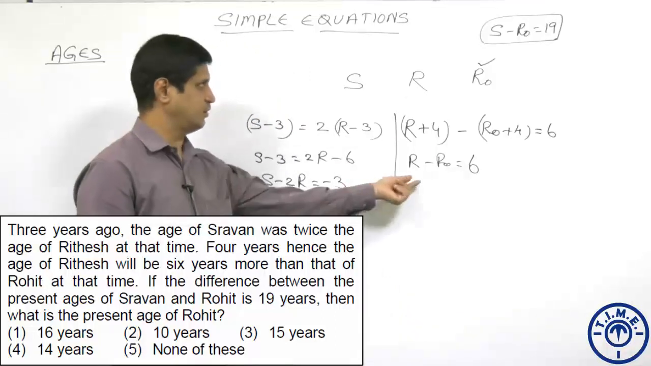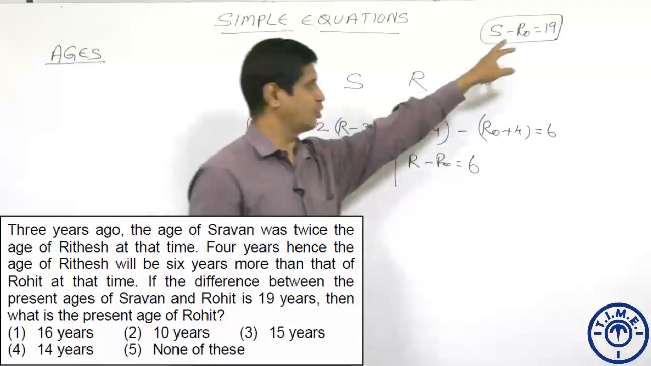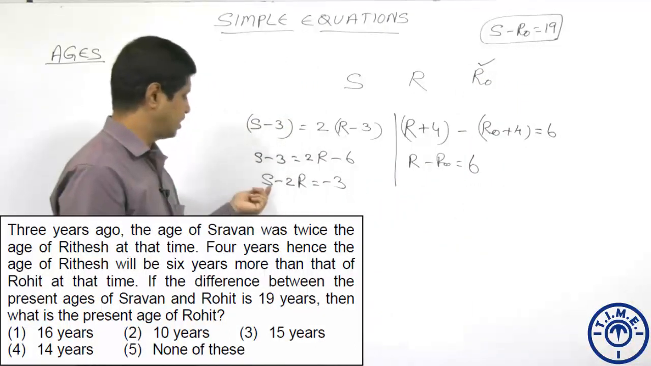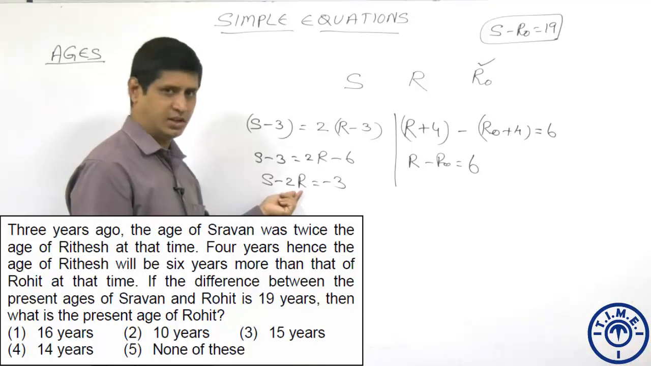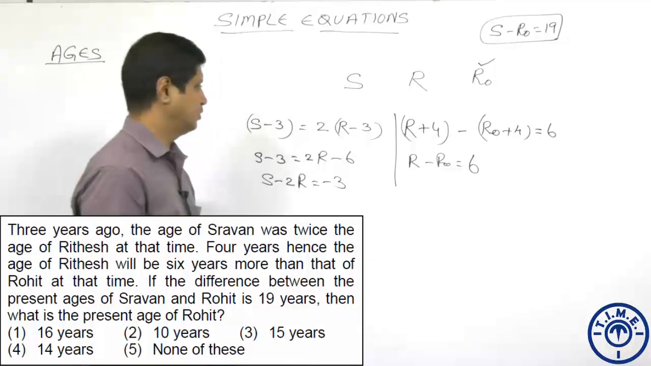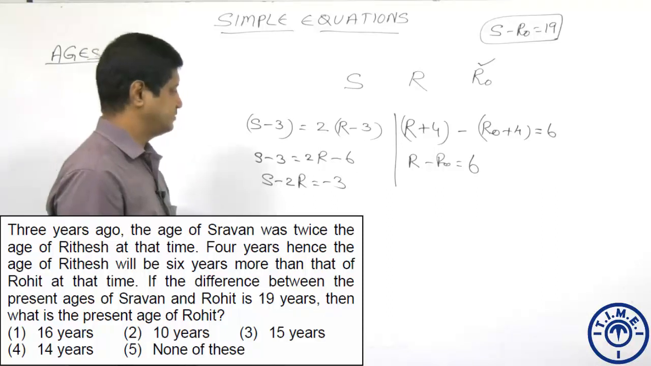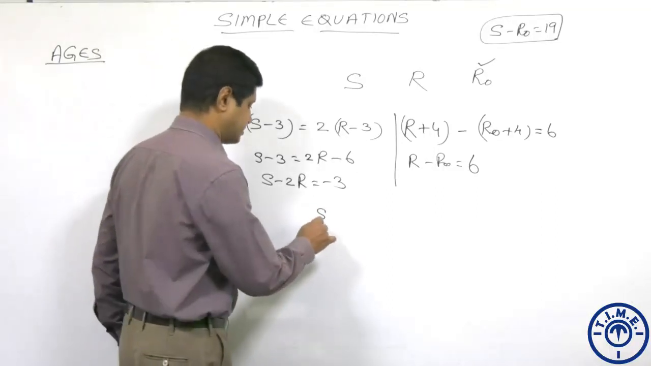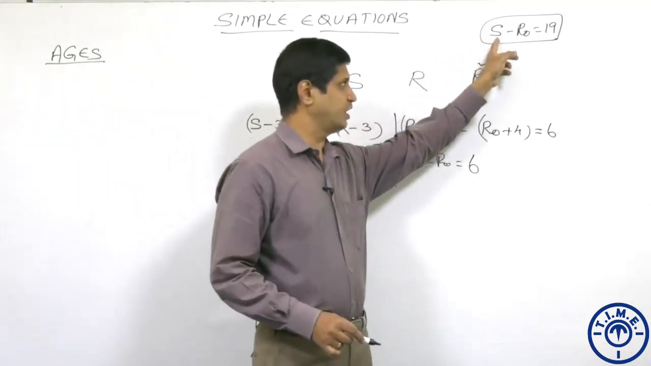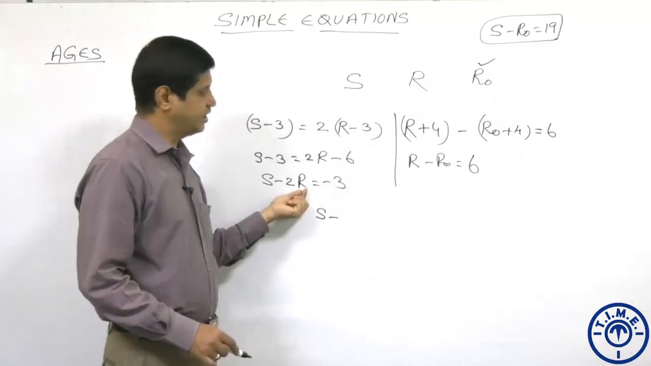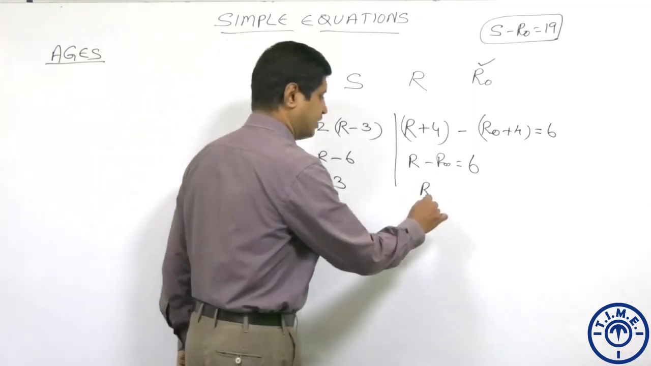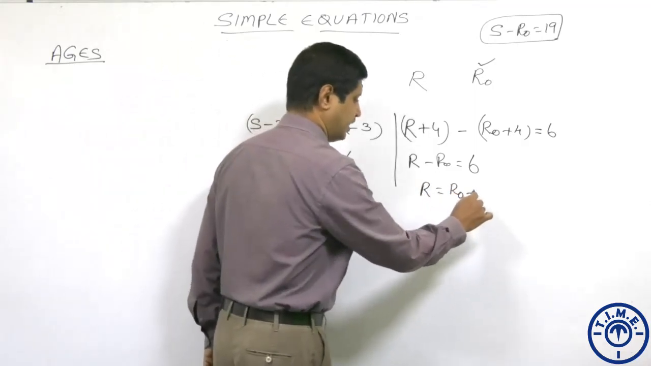Now, we have the 3 equations here. Shravan minus Rohit is 19 years, Ritesh minus Rohit is 6 years, and S minus 2R is equal to minus 3. Now, Rohit is to be found. Already we have an equation with Shravan and Rohit. Now, just take Ritesh in terms of Rohit. When you express Ritesh in terms of Rohit, we get R is equal to Rohit plus 6.